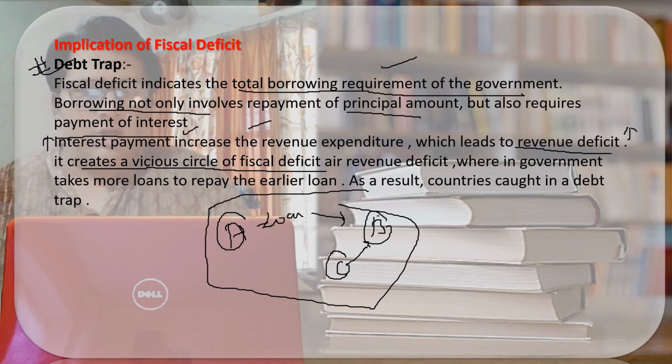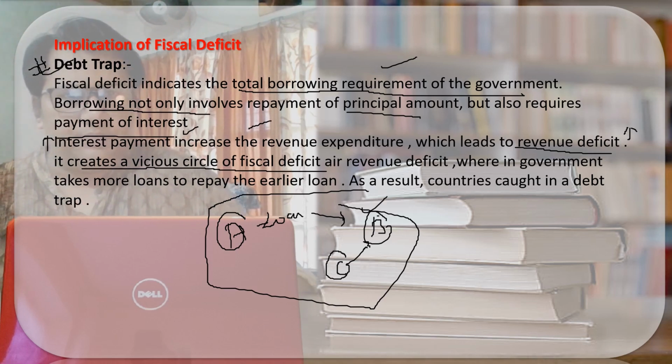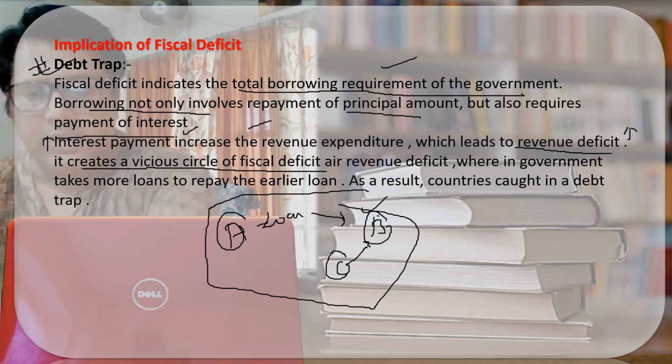Clear? It means that more loan the government has to take to repay the earlier loan. And whenever the government takes a loan, they take the loan from a different person to repay the loan of the other person. Clear? I hope the point is clear.